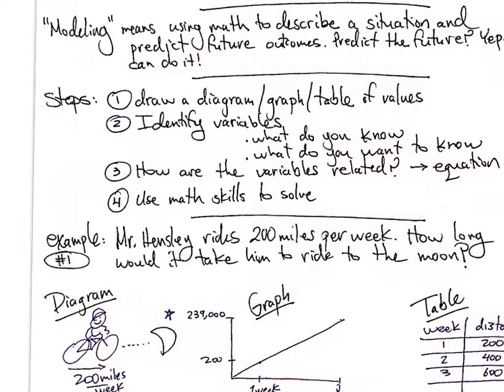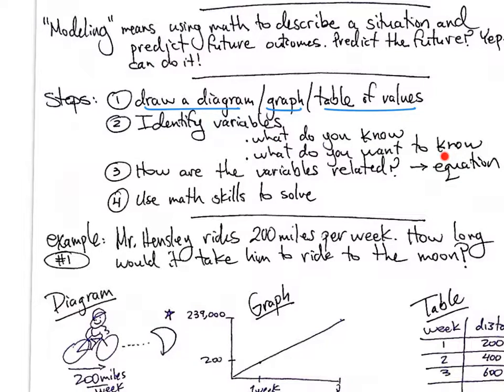So, steps are helpful hints. I give you: draw a diagram, make a graph, or a table of values. I'm going to underline those. Diagram, graph, table of values. And in these questions, I tried to do those just for the sake of example to show you how that could possibly happen. We're going to identify variables, so what do you know and what do you want to know?